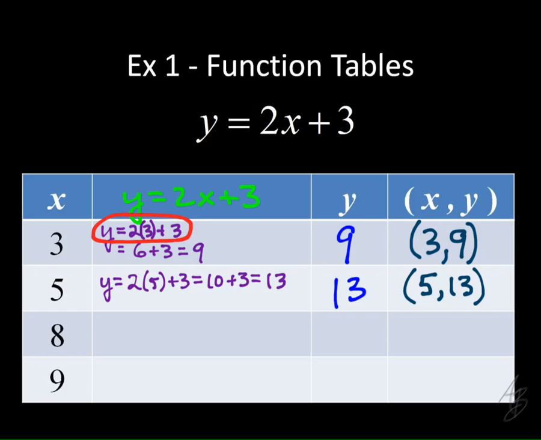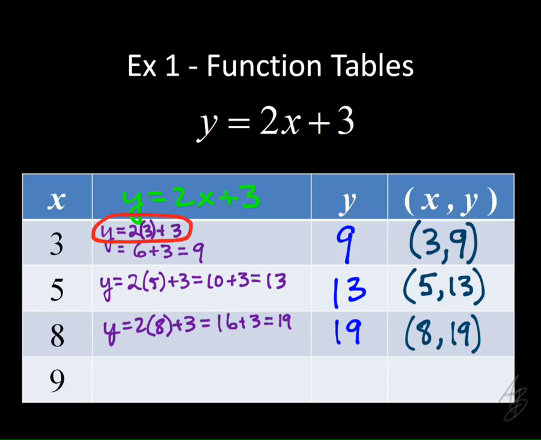Okay, Courtney, how about the 8? What do I put in this column here? The y equals 2(8) plus 3. Okay, and Courtney, what is 2 times 8? All right, so we get 16 plus 3, which is 19. So what's our y value? It's 19. And what's our ordered pair? Parentheses, and then 8, and then comma, and then 19, and then close parentheses. All right.